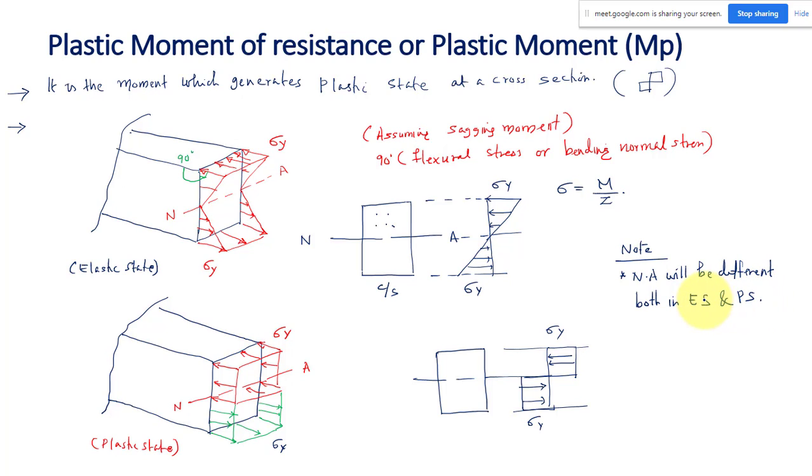Okay. So now let us find out what is the moment of resistance. Let us find out what is the plastic moment. That is nothing but the moment of resistance corresponding to this stage. The moment of resistance corresponding to this state of stress is known as plastic moment. So let us find out that. That is the next.